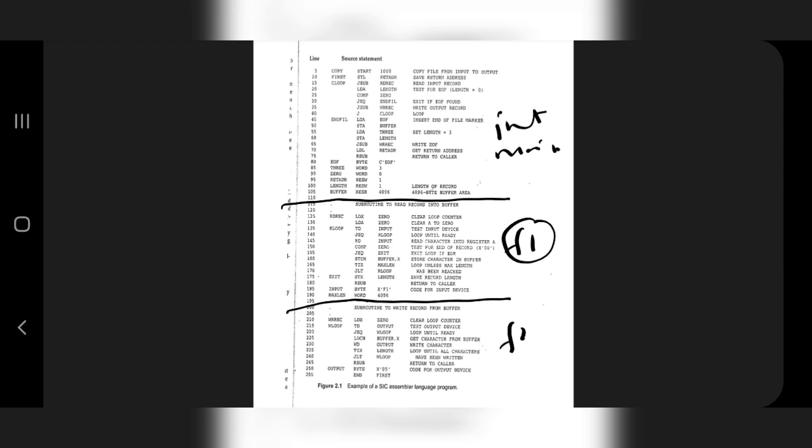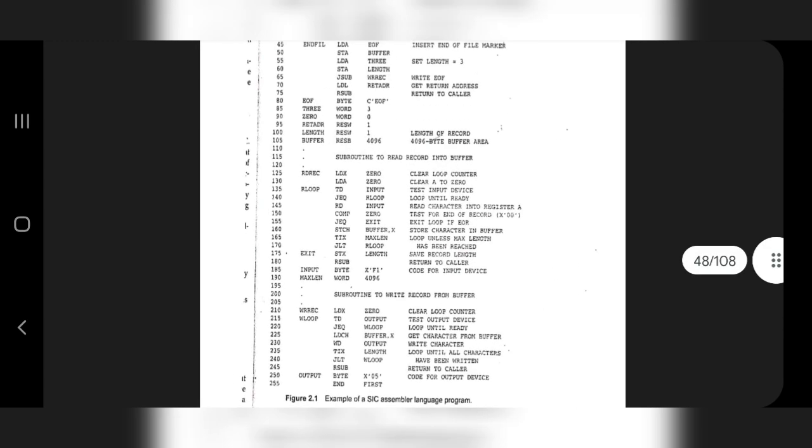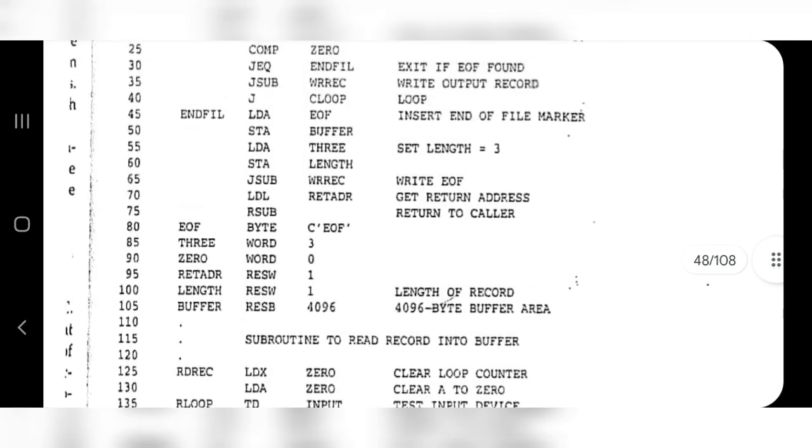What does f1 do? F1 will read the record, meaning take the input, like cin. And what does f2 do? It will write the record, meaning cout. So we'll call this function from here. We'll take the input and store it in the memory, and next we'll call this function to print what is stored in the memory. That's what the program is all about, and that's what is written here as well.